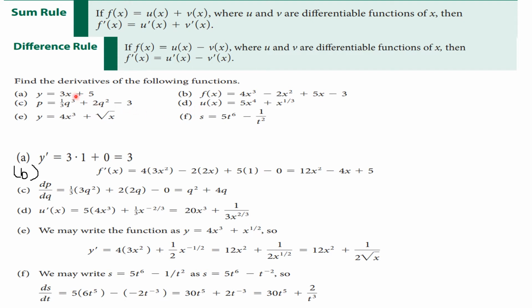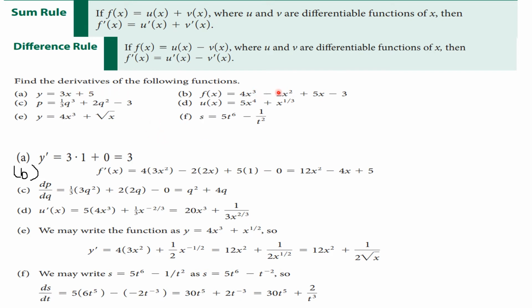For example, here y is equal to 3x plus 5. Now if I want to find the derivative of that function, I have to find the derivative of 3x first, which is 3 times 1, because the derivative of x is 1, plus the derivative of 5, which is 0. So that means the derivative of that function will be 3.